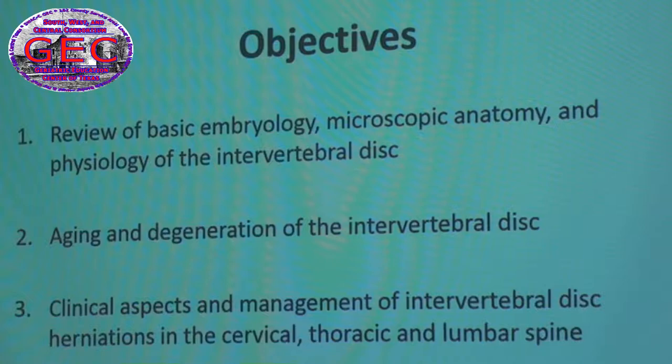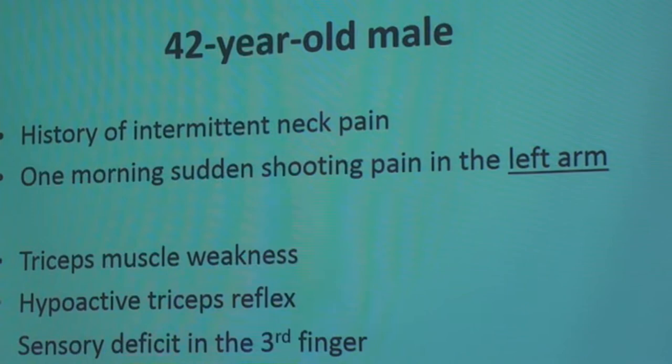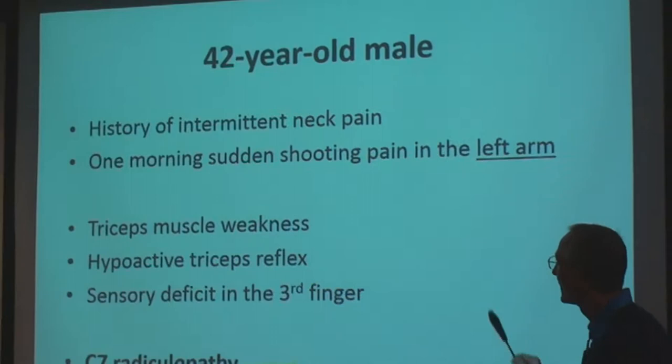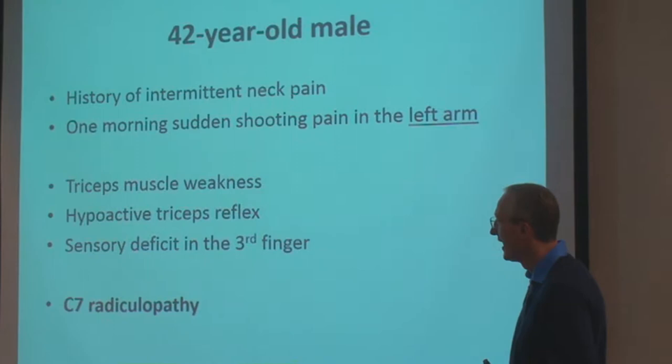So let me start with a probe, which would be a couple of case presentations. First case is a 42-year-old male with a history of intermittent neck pain. One morning, this patient wakes up and has a shooting pain into his left arm. On examination, he has a triceps muscle weakness, a hypoactive triceps reflex, and a sensory deficit that goes down to the third finger of the left arm.